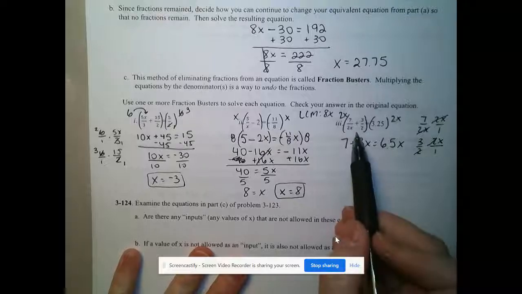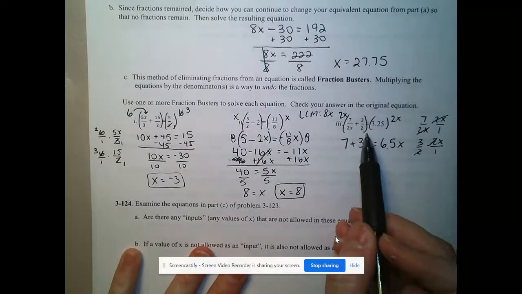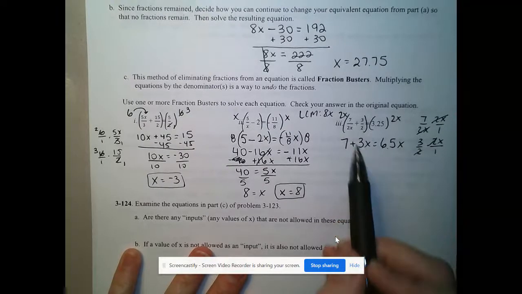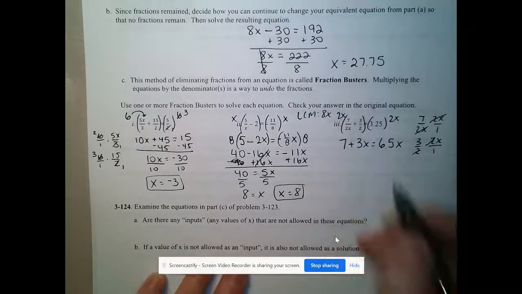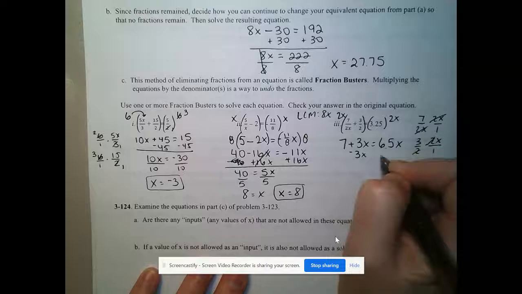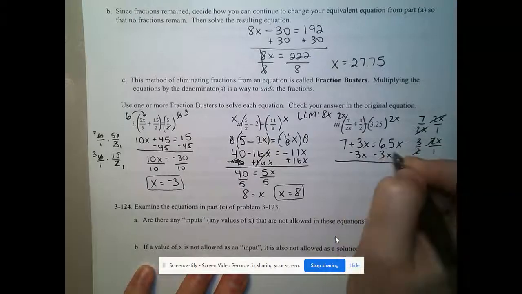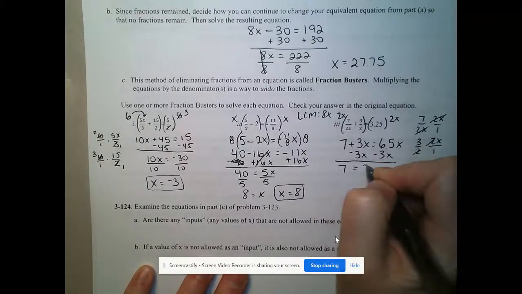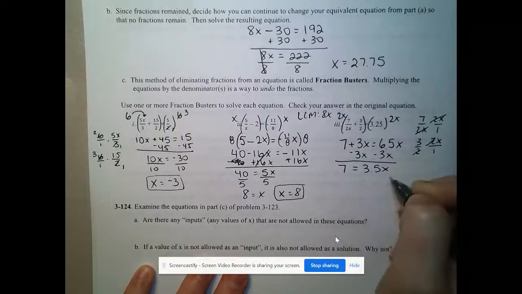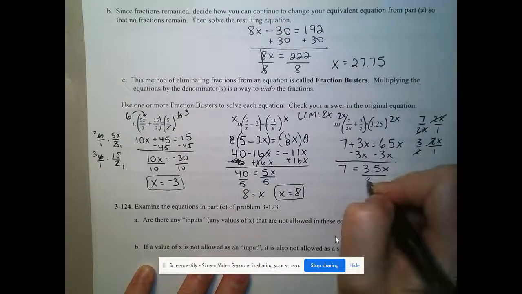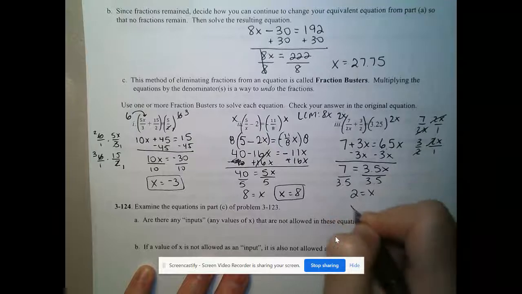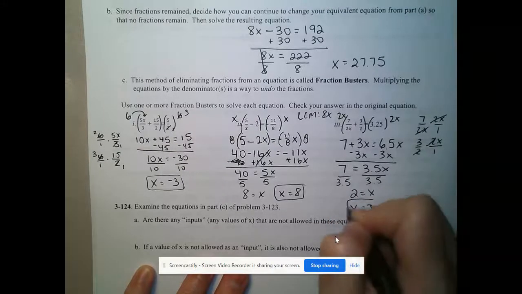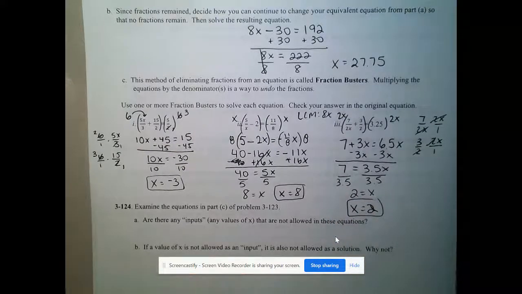Could you have multiplied by x the first time and then multiplied by 2 the second time? Sure. This one, because the denominators were so similar, we could do it all in one step pretty easily. I'm going to subtract 3x from both sides because I noticed there were x's on both sides. So 3.5x on the right is remaining, and divide by 3.5, and I get 2 equals x, with the better answer with the variable on the left, x equals 2.